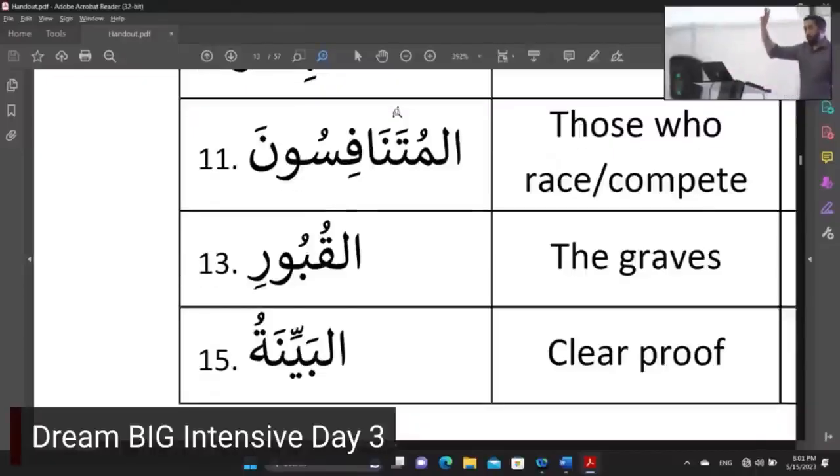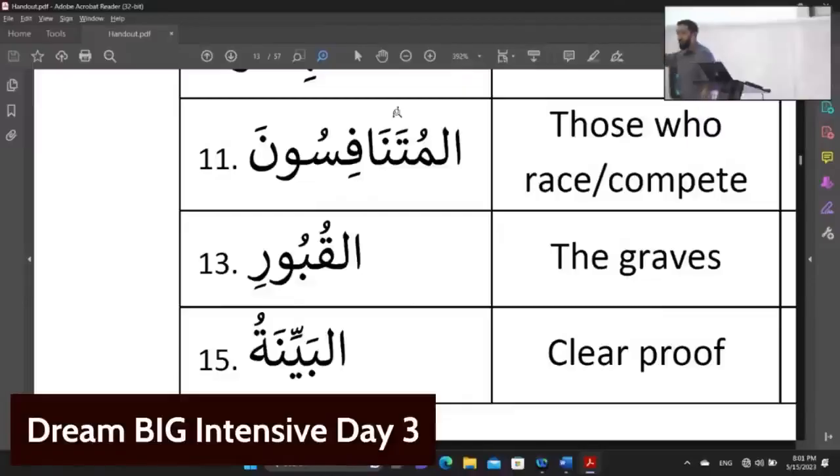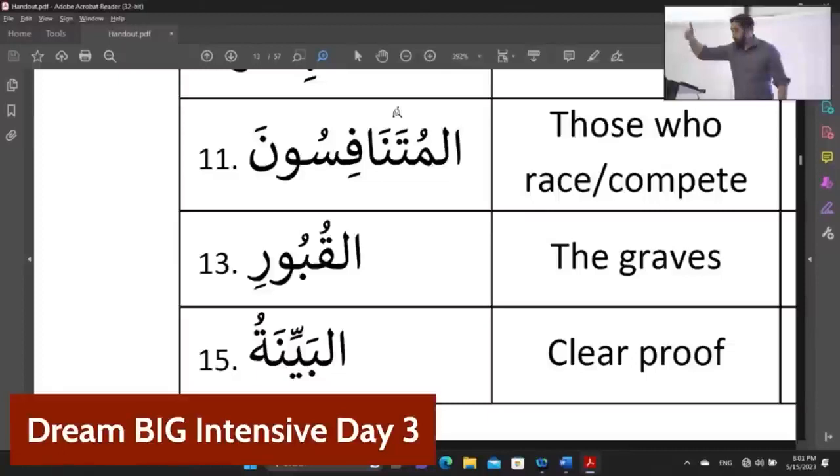Al-mutanafisuna. I want 3 things: status, number, and gender. What's the status? Una means what status? Rafa. Una means how many? Plural, done. Una means what gender? Masculine, because it's from the masculine chart, isn't it? Okay.